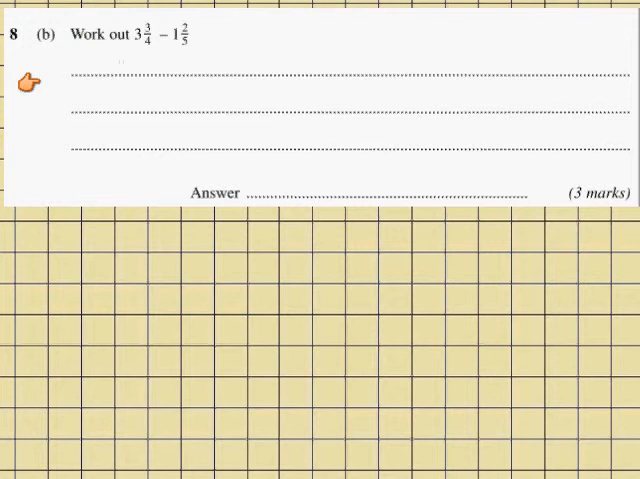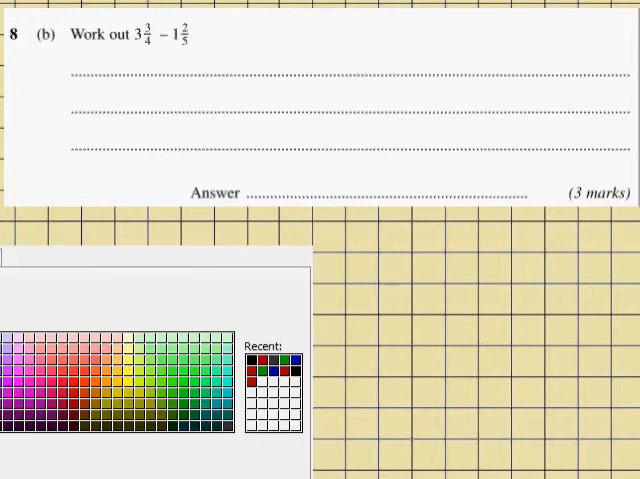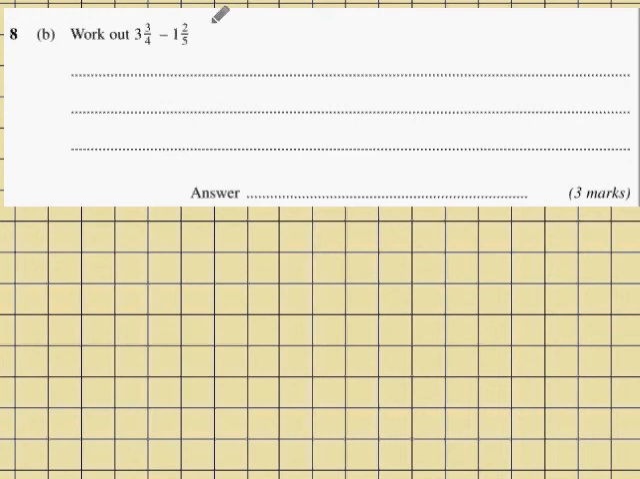There are a few different ways of doing these types of questions. Some ways will always work, some ways are easier but won't always work. The easiest way I think I can see for this question is to do the whole numbers, the 3 and the 1 first, and then do the part numbers, the fractions, afterwards, and then combine them at the end.